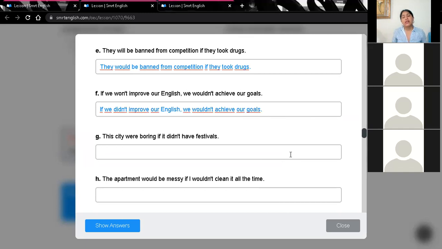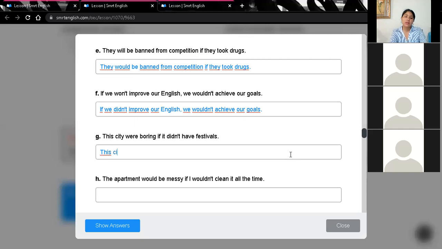Okay, Jose, letter G, it says, this city were boring if it didn't have festivals. So what is a mistake? Didn't. No, because didn't have is a past tense. The didn't is helping have to be in past and negative. Then maybe the mistake is were. Were is a mistake? So read the sentence again and tell me, how do you have to change it in order to be correct?